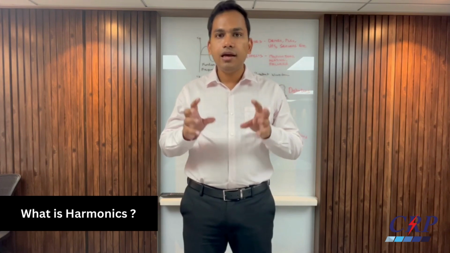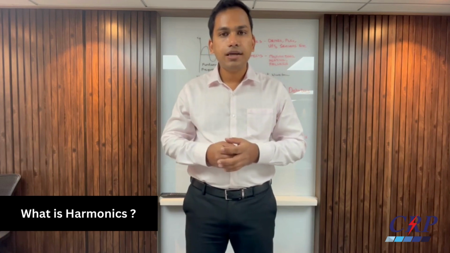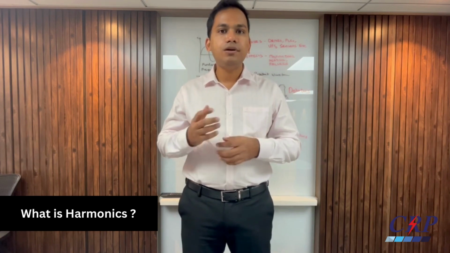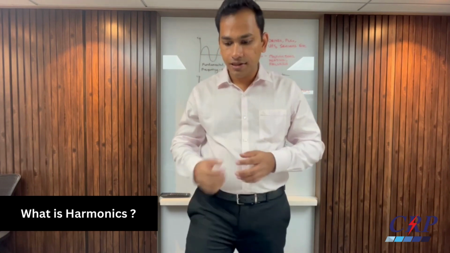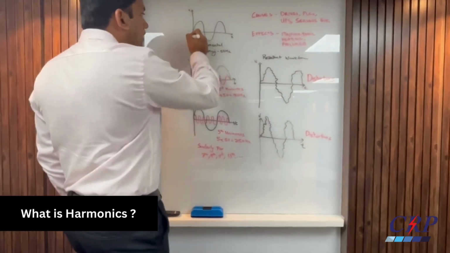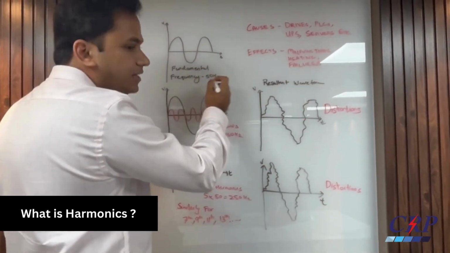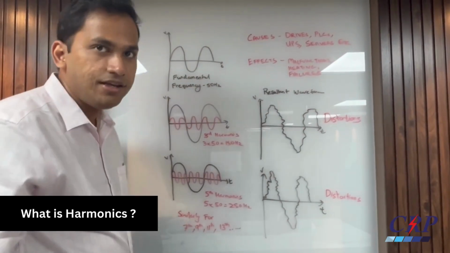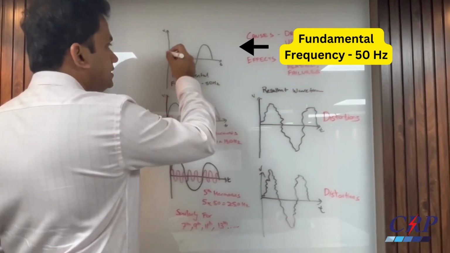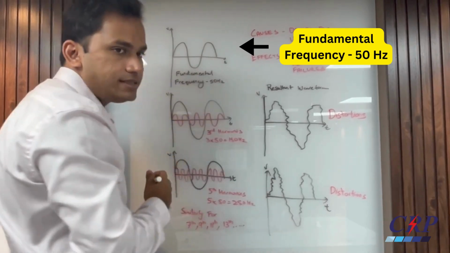Harmonics is basically a kind of distorted waveform, and we can also say that harmonics are multiples of the fundamental frequency. Let us understand this with this graph. The first graph that you see is our fundamental frequency, that is 50 Hertz. That means that this cycle will continue for 50 cycles within 1 second.